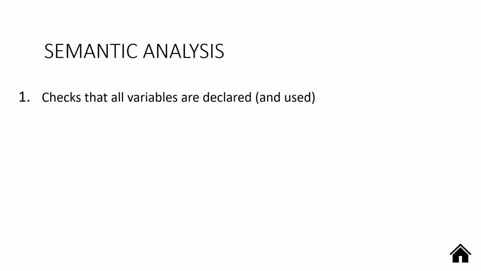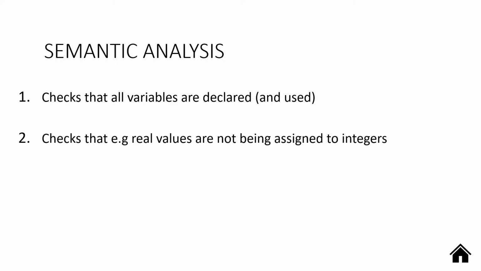Then we look at semantic analysis. Checks that all the variables we're using have been declared and have been used. And have a guess what happens when we don't use a variable. If we're not using it or got nothing assigned to it, we stick it in the bin. We don't use it. It's taking up memory for no reason whatsoever. And then we check that the real values are not being stored as integers, for example, or strings don't have numbers and all that good stuff. We check to make sure that our variables are being used properly.